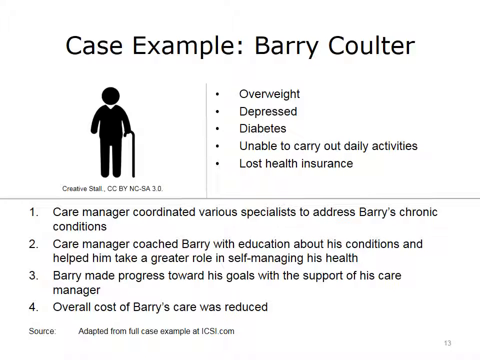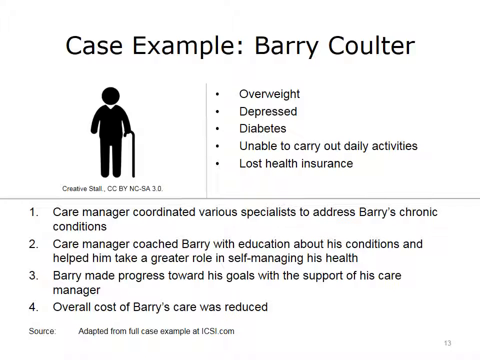He was overweight, depressed, and has diabetes. Barry's multiple conditions prevented him from carrying out the activities of daily living. After losing his health insurance, Barry used the emergency department or urgent care for his immediate care needs, but his chronic conditions and overall health were not being addressed. A nonprofit in Barry's community enrolled him into a care management program to address his multiple chronic conditions. As part of that program, a care manager was assigned to him.